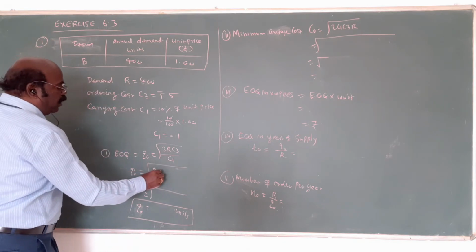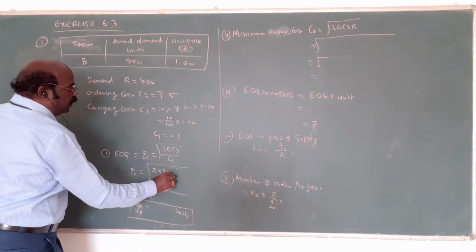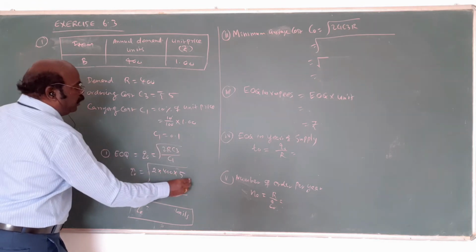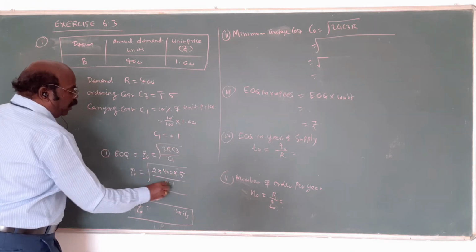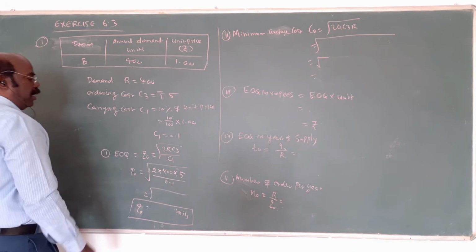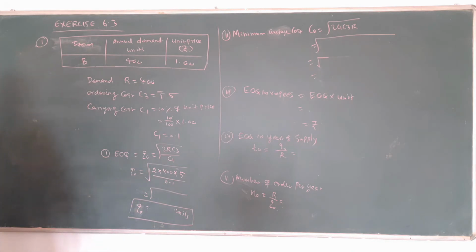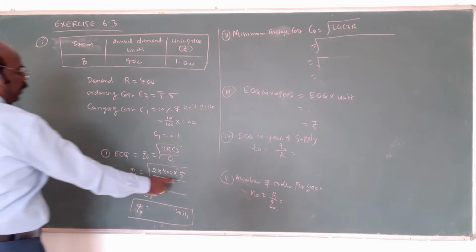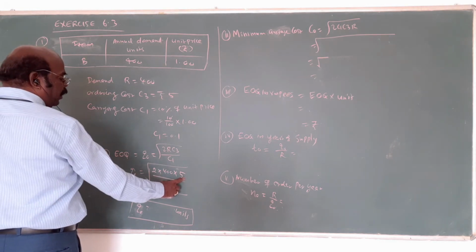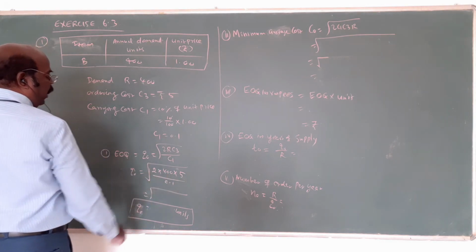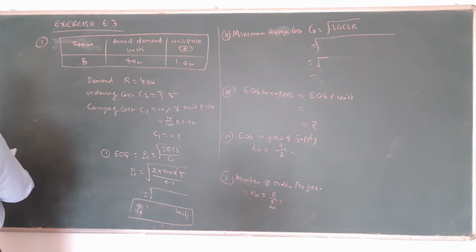2 into R, which is 400, into C3, which is 5, divided by 0.1. Now divide, and you get the answer using the calculator. 2 into 5 is 10. 10 into 400 is 4,000, divided by 0.1. Now divide again and you get the answer.